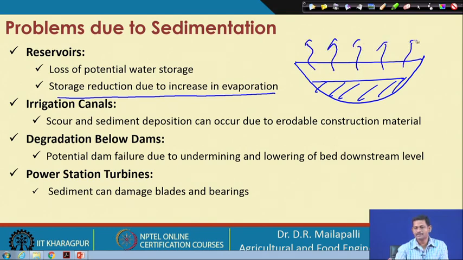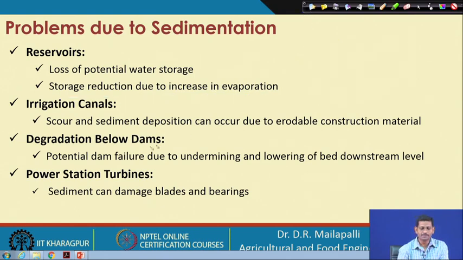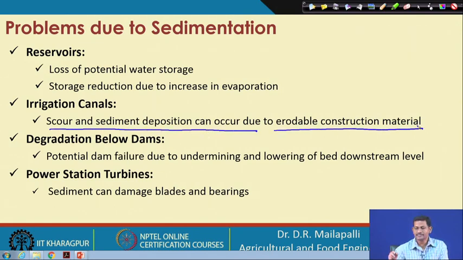If it is shallow, it is easier to heat it up and then evaporate. So evaporation will be more. And in irrigation canals, scour and sediment deposition can occur due to erodible construction materials. So if you construct irrigation related structures, definitely that will scour and deposit the sediments in the irrigation canals.